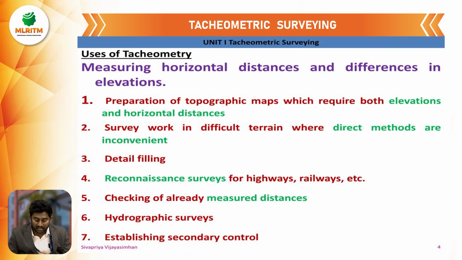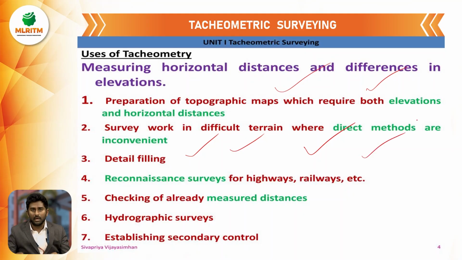So uses of tacheometry: preparation of topographical maps, which require both the elevations and horizontal and vertical distances to be measured on the earth surfaces like terrain areas, rivers, etc. Survey work is very difficult to note the measurements on the earth surfaces. So it can be very difficult to survey the land. At that time, we prefer the tacheometry instrument, and the horizontal and vertical distances can be easily noted on the ground.